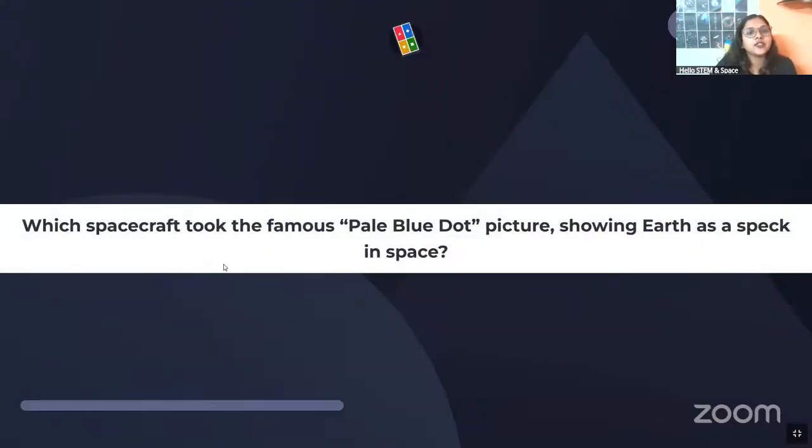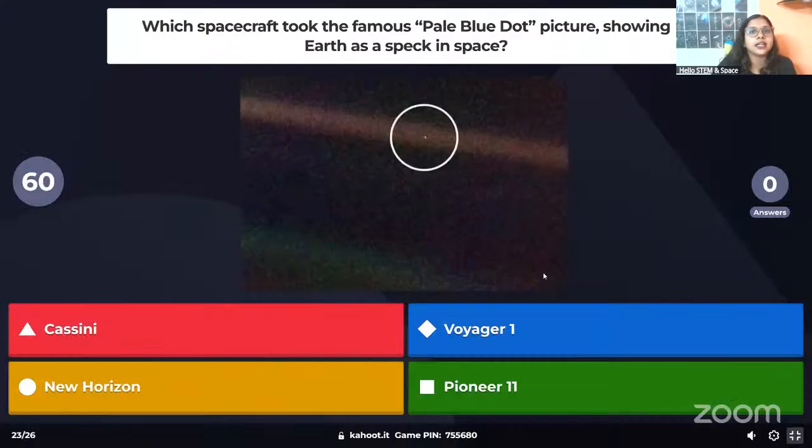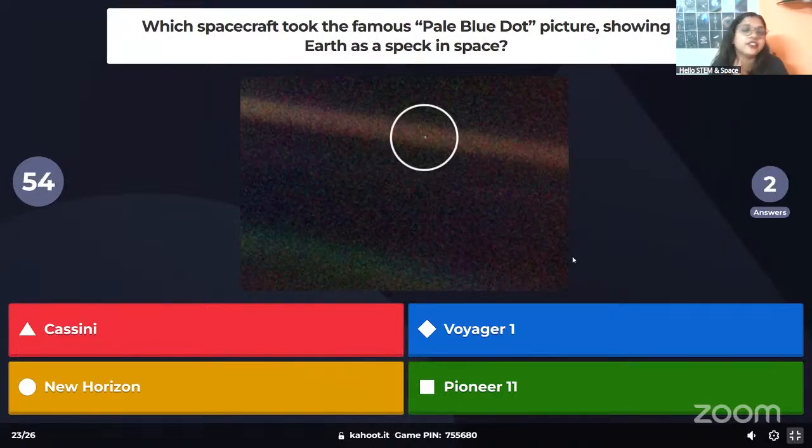Which spacecraft took the famous pale blue dot picture showing Earth as a speck in space? Everyone, this is the last question. This picture is a very, very famous picture. It's called the pale blue dot. The question is which spacecraft took it? Here you can see that small tiny dot. It's not a white dot, it's actually a pale blue dot. That is our Earth.